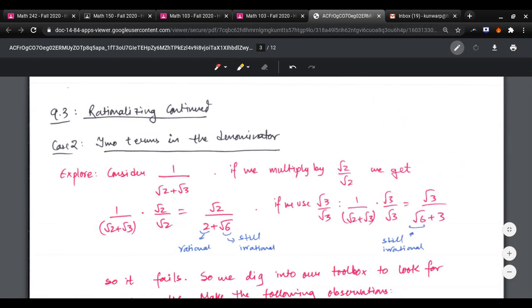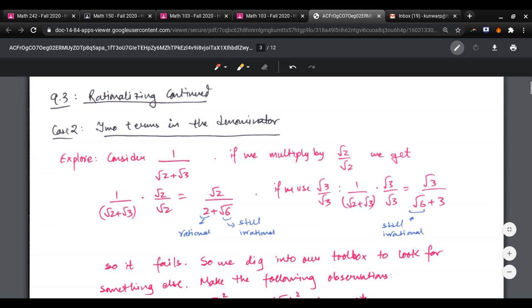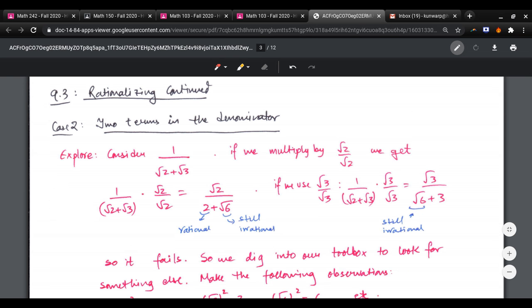Now, consider two terms in the denominator. So our strategy is going to be to find what we can multiply it by in order to make it a rational number. Okay? So consider 1 over root 2 plus root 3. Let's try what we have done before. Let's multiply and divide by square root of 2.